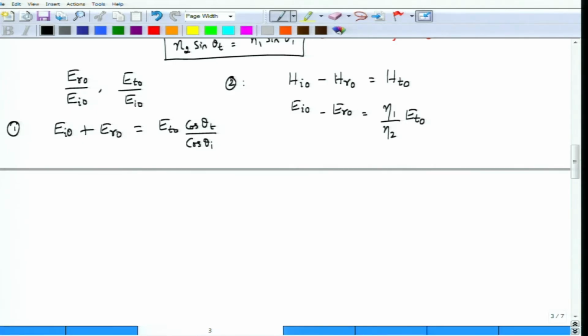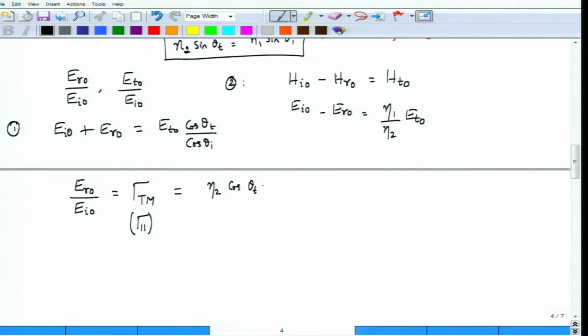When you do this small algebra, what you will see is that the ratio of the reflected amplitude Er0 to the incident electric field amplitude Ei0, which we will call gamma TM, or equivalently gamma parallel, is equal to eta 2 cos theta t minus eta 1 cos theta I, divided by eta 2 cos theta t plus eta 1 cos theta I. I will tell you in a moment what this gamma TM and gamma parallel mean. These are reflection coefficients.